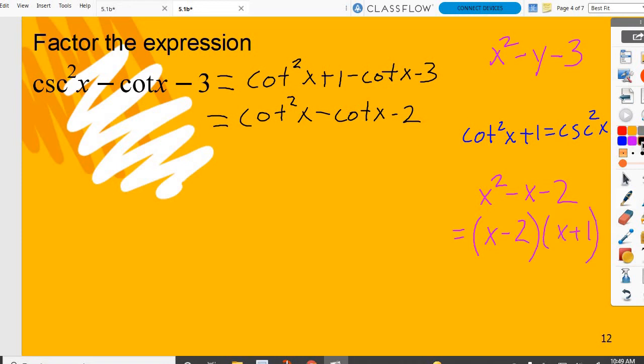So then what is our function going to factor to? Cotangent x minus 2 times cotangent x plus 1. Yep. And that's my answer. Agreed? Questions?